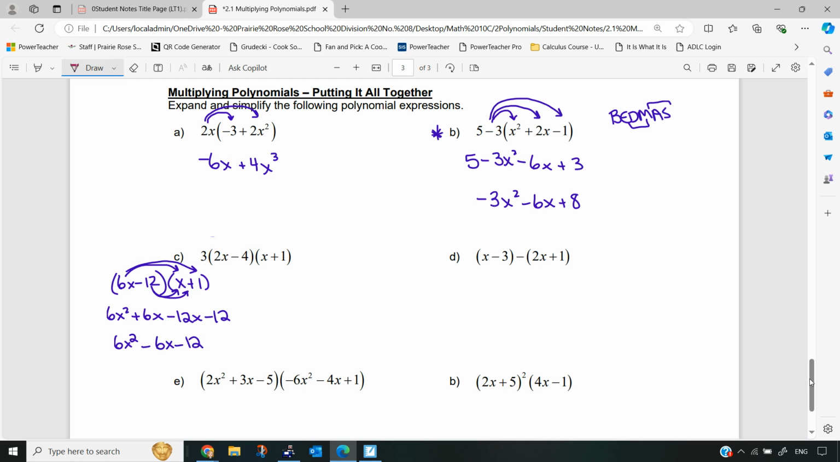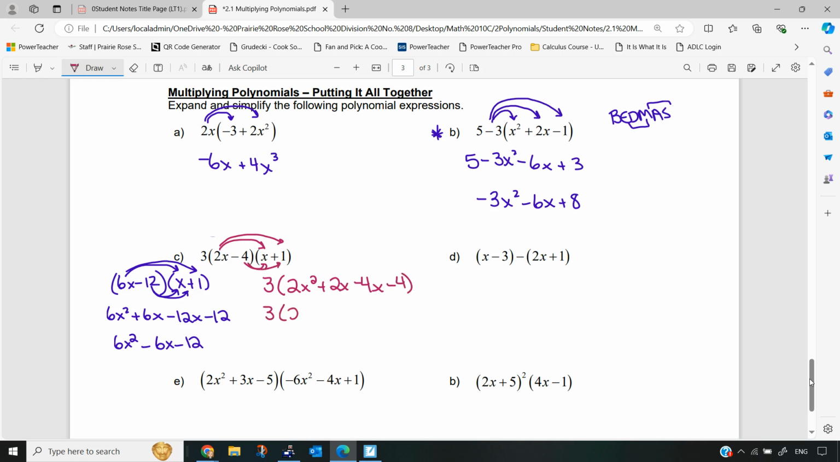Now the other way to do this question is to multiply our brackets first. So we're just going to have the 3. 2x times x is 2x squared. 2x times 1 is positive 2x. Negative 4x and negative 4.